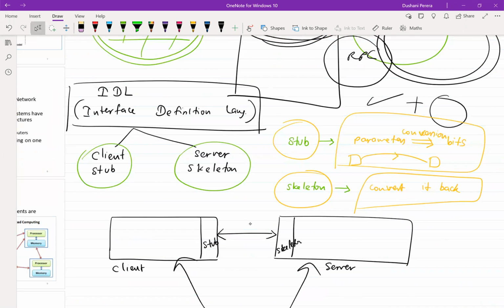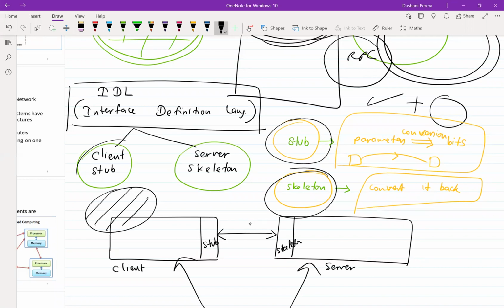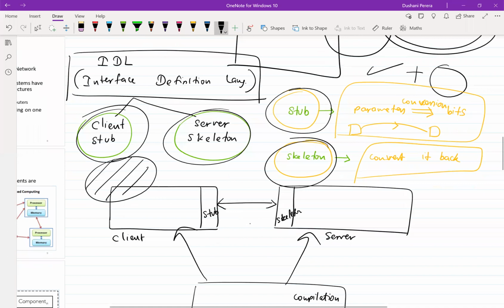Marshalling means you assemble data in a way suitable to be transmitted. Unmarshalling means you deassemble them. These 2 operations are carried out by the stub and the skeleton. Stub is present in the client, the other in the server, and those are generated by the IDL.